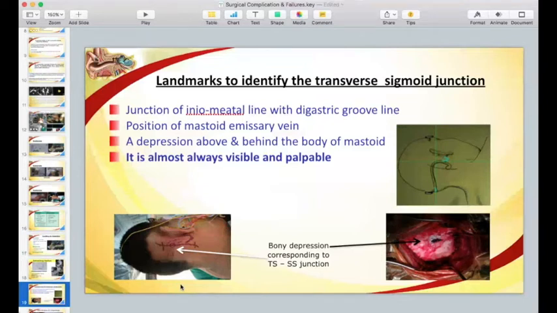So this is the point where we can identify the transverse sigmoid junction. This is anatomically a very important point because that's the boundary of the posterior fossa. That's the sigmoid sinus, that's the transverse sinus, and that is the CP angle. And that's the point where we have to go. In order to know this junction, you can just put your finger or thumb behind and above the mastoid, and you'll feel a small dimple. You can do that even whilst you are listening to me. And that dimple is the point of transverse sigmoid junction.